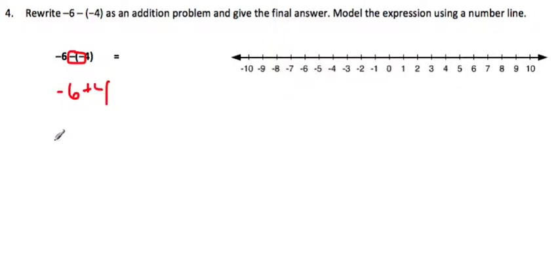Now we need to model on the number line. Let's start at the -6. Boom. And then let's add 4 in the positive direction. So 1, 2, 3, 4. That gives us a -2.